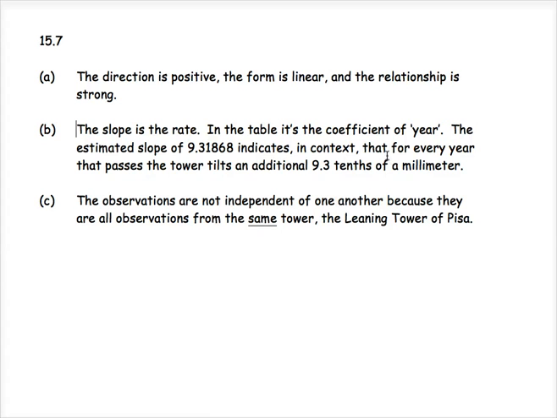So in context, then, what that slope means, for every year that passes, so for every increase of 1 unit in a year, that's the explanatory variable, the tower tilts an additional 9.3 tenths of a millimeter. That is the change in the response variable. So it's important that you're able to write about the interpretation of slope in context. So for every 1 unit change in the explanatory variable, that's years, you have an additional 9.3 tenths of a millimeter increase in the response variable. That's really what slope means.